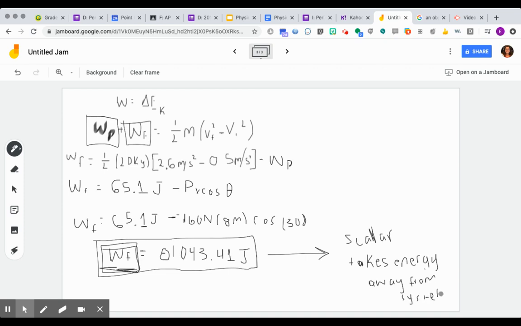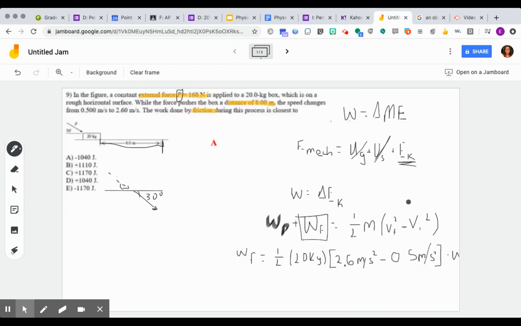Okay, good. So it's taking energy away from the system. Technically, with an answer of negative 1,043.41, our answer choice would clearly here be A. Okay, so be careful, right? There is an option, one positive, one negative. The work done by friction should be negative because it takes energy away from the system.